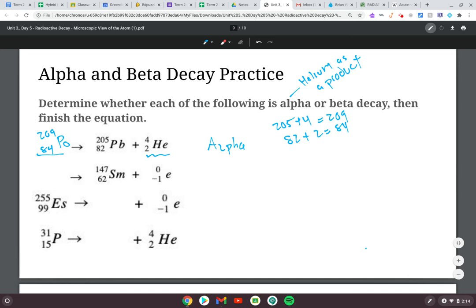So then in the next example, I see that I have samarium and what appears to be an electron. So remember, the dead giveaway that beta radiation or beta decay is occurring is the presence of an electron on the product side.